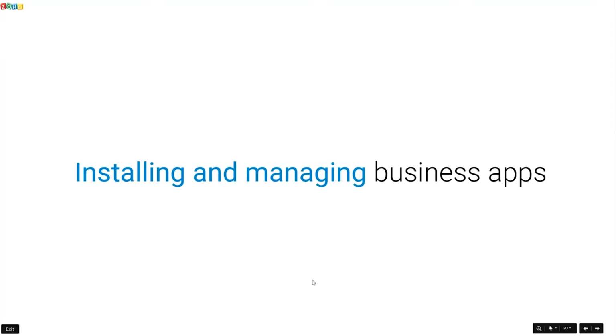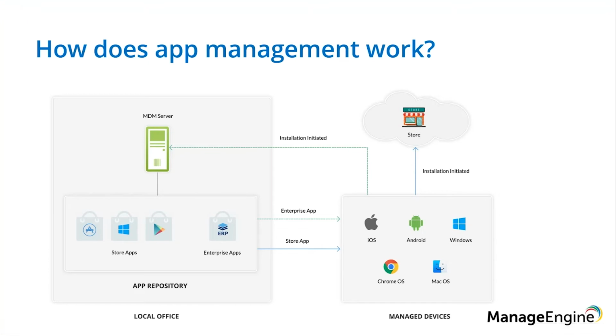All right. So now let me show you how you can install and manage business applications through our MDM solution. Before that, I'll give you a quick workflow on how app management works within our product. Say every instance will have its own app repository created, either on-prem or cloud. They will have their own unique app repository. So first, an admin has to add the required application to the app repository. Be it a store app or your own in-house application, you have to add it to the repository, and then you can distribute it to the devices remotely. You can distribute to all the hundreds or thousands of devices in one shot also.